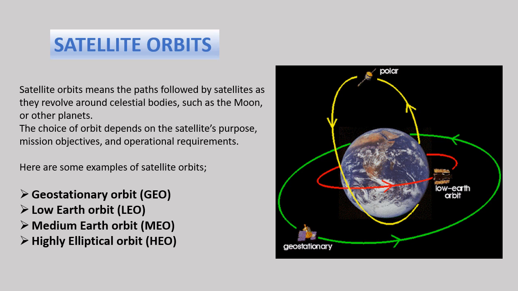Highly elliptical orbit: satellites placed in this orbit are the type of satellite specially designed for some purposes, such as navigation, scientific missions, among others. Looking at the diagram beside, you will see the orbits around the Earth.